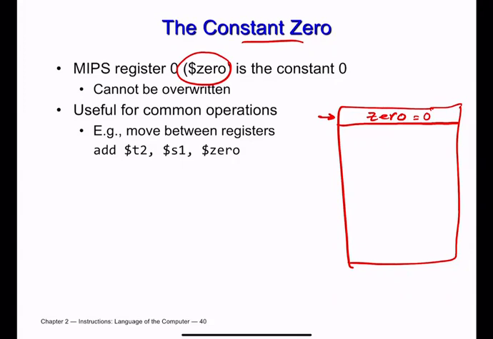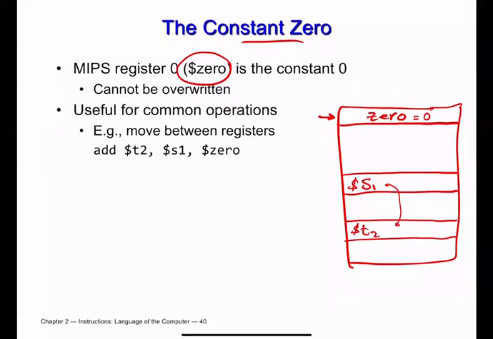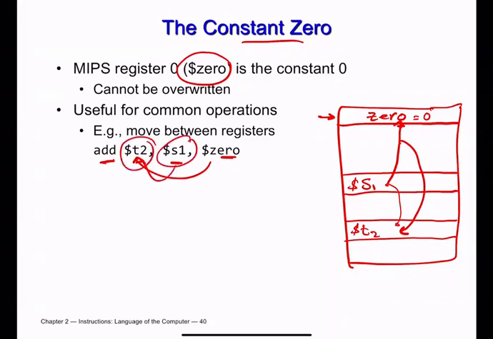One of the common usages of that is when I would like, as an example, to copy from one place, let's say the S1 register, to another place, let's say the T2 register. If I would like to copy this, I will do nothing but add S1 to 0 and put the result in T2. So this means that I have copied whatever I have in S1 to T2.